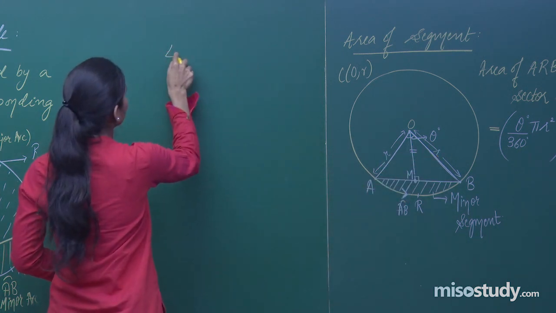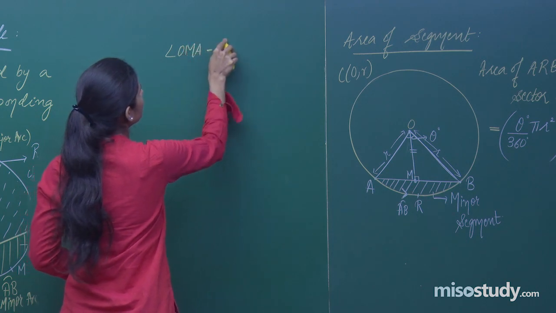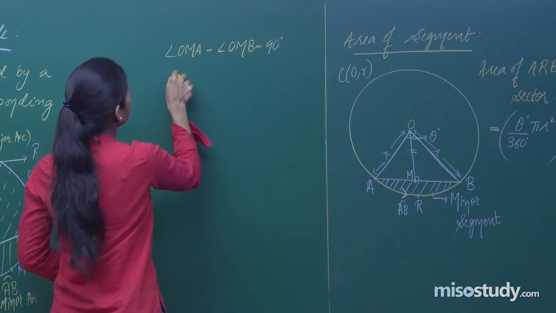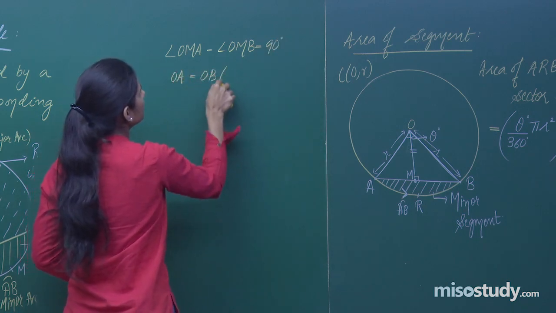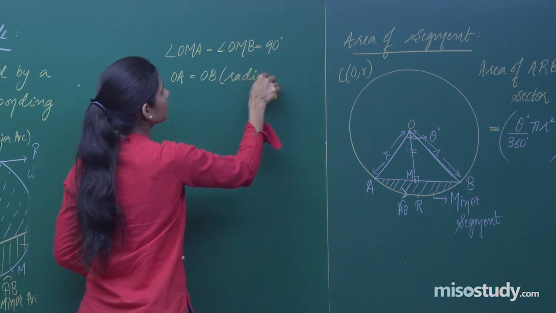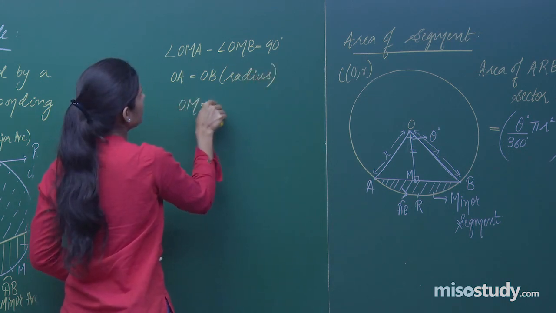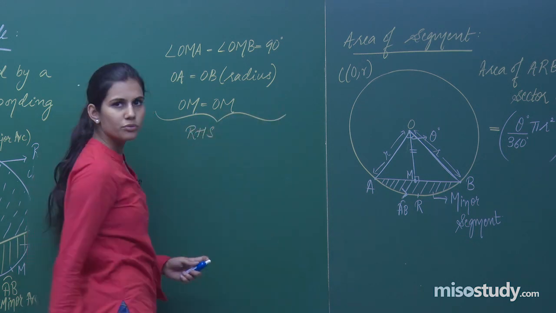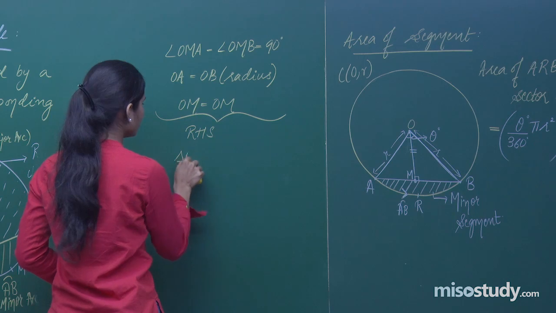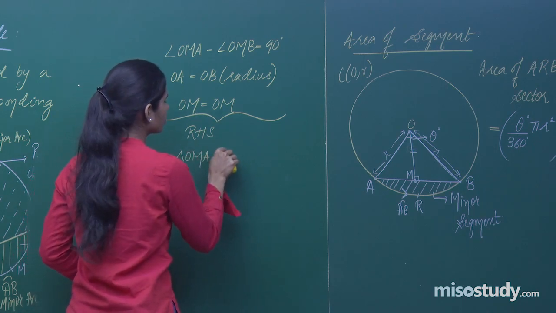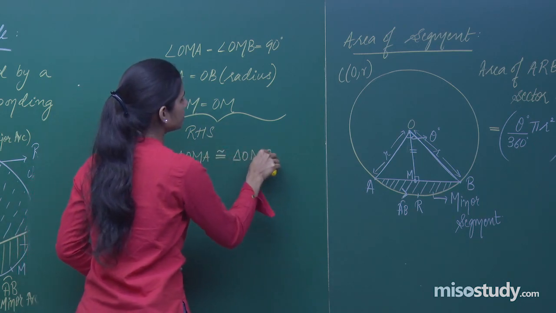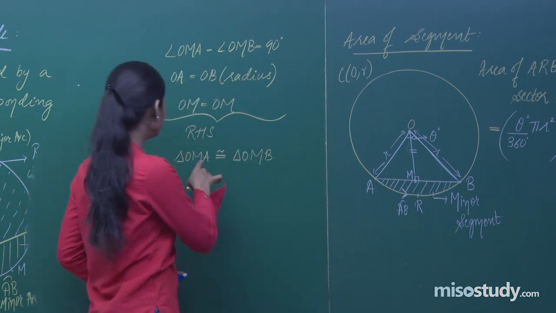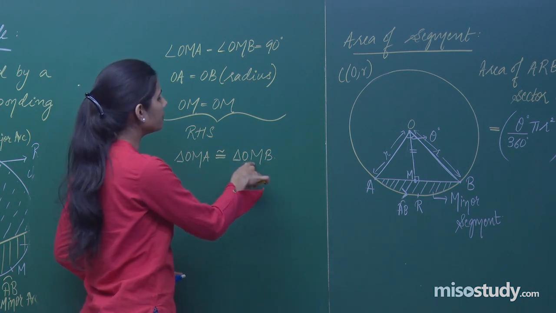So angle OMA is equal to angle OMB, which is 90 degrees. Then you have OA equal to OB because it is the radius, and OM is the same as OM, it's common. So by the right angle hypotenuse side congruence condition, I have triangle OMA congruent to triangle OMB. And therefore by CPCT the corresponding parts will be equal. So I will have angle AOM equal to angle BOM.